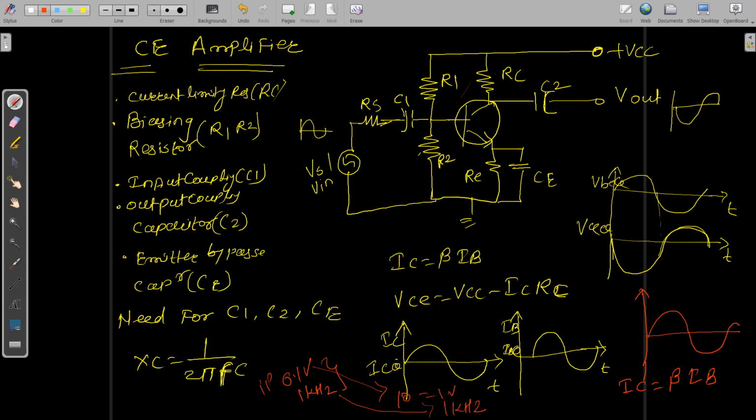Now we will see what is the role of all these components. As I said, the resistors R1 and R2 perform the voltage divider biasing.